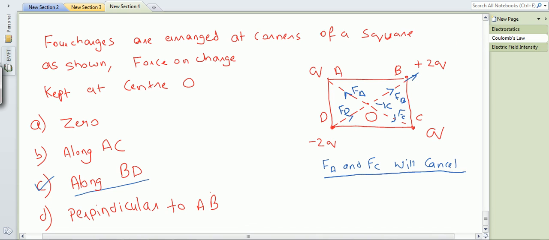So this is all about today's lecture. We will continue with the next topic, electric field intensity, in the next lecture.